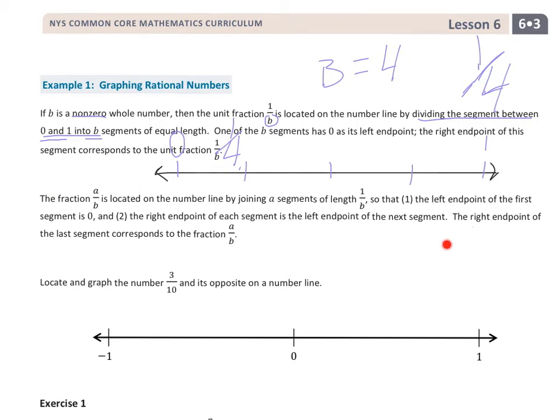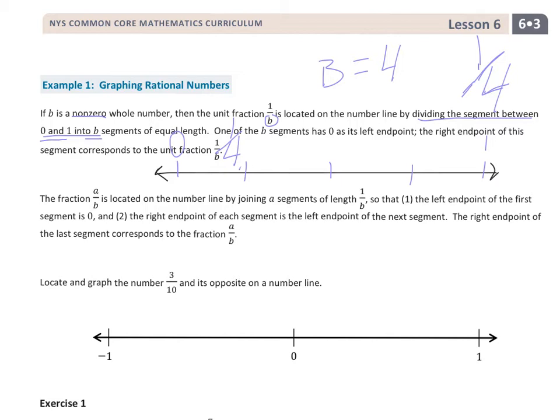This section here, we're not talking about unit fractions. Now we're talking about any fraction. So we have the fraction a over b. So a could be any number, b could be any number. So that's located on the number line by joining a segments of length 1 over b. The left endpoint of the first is at 0, and then the right endpoint. So that means you're stacking them up next to each other.